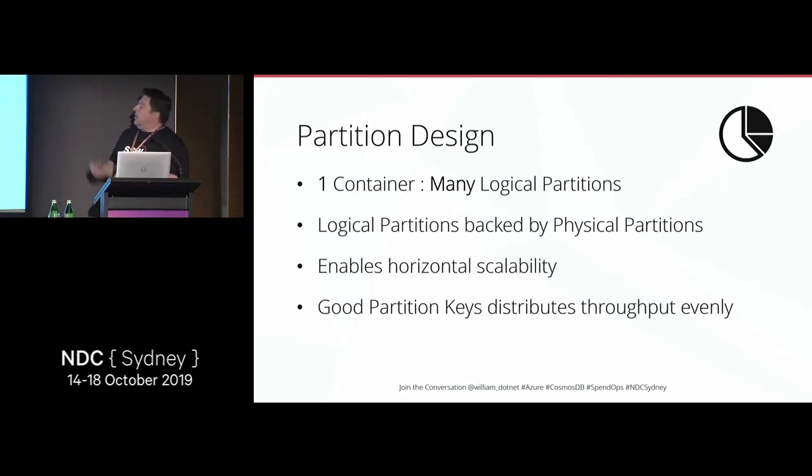All right, so as I said, one container can have multiple or many logical partitions. The logical partitions are backed by the physical ones, and this is really what enables that horizontal scalability feature. So if we need more performance, Cosmos can definitely provide that pretty easily. And a good partition key is what distributes our throughput evenly.